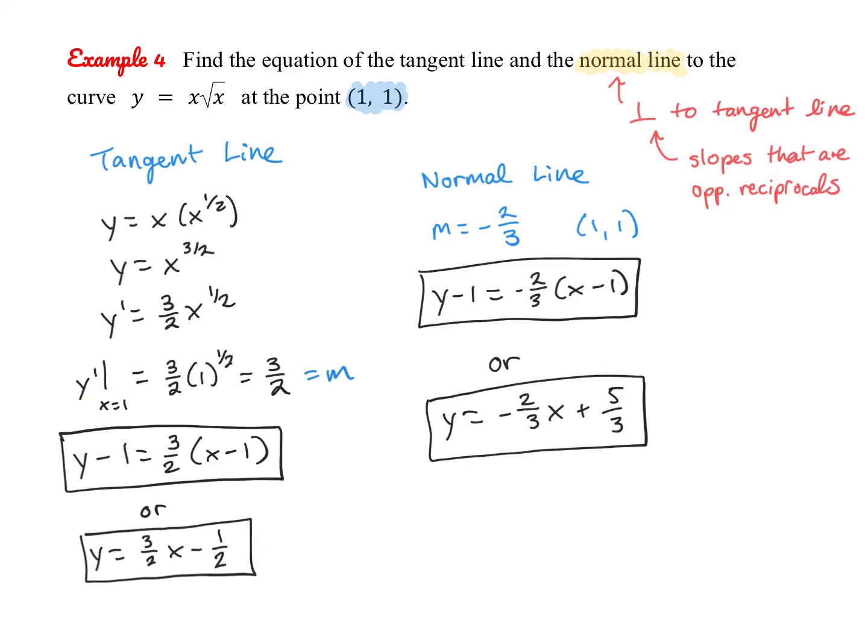So again, here we're using that derivative to help us find the slope of our tangent line at any given point. So here it was when x is equal to 1. And then to find the slope of the normal line, we simply take the opposite reciprocal of the slope of our tangent line.